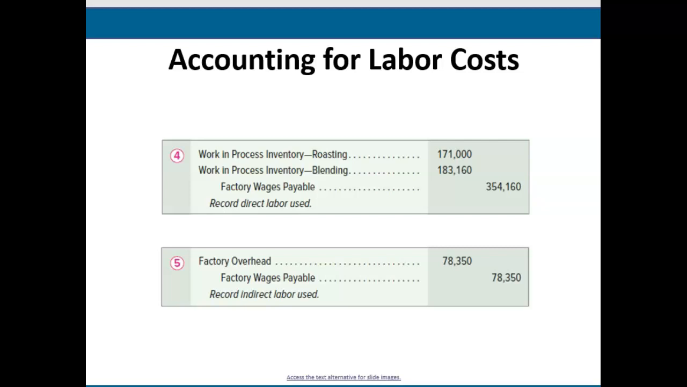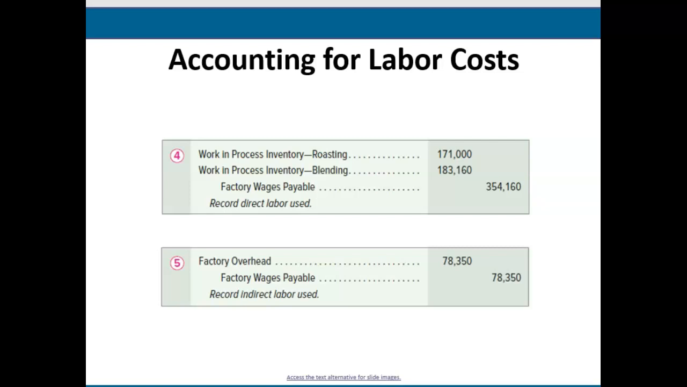Next, accounting for labor costs. So factory payroll costs are $171,000 for roasting department direct labor, $183,160 for blending department direct labor, and $78,350 for indirect labor. This total factory payroll of $432,510 is assigned to either work in process inventory under direct labor or factory overhead under indirect labor.